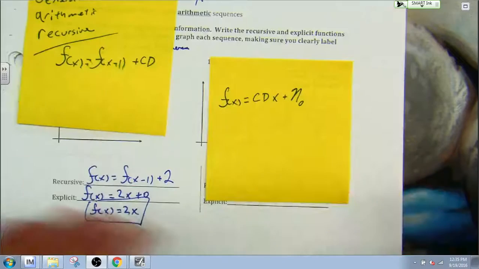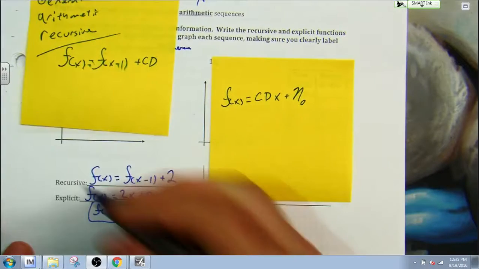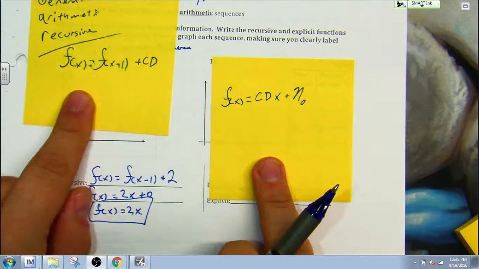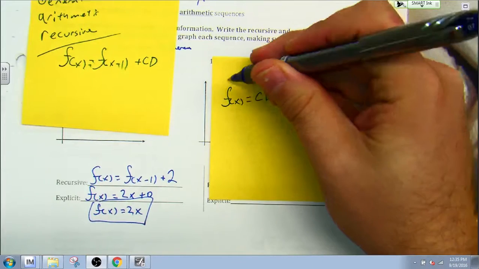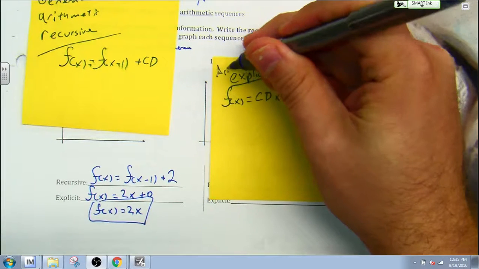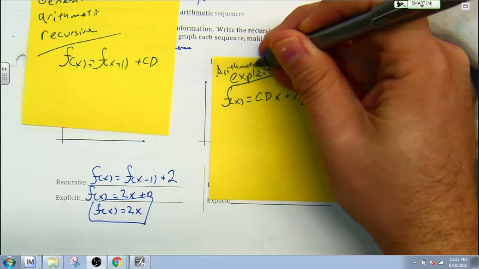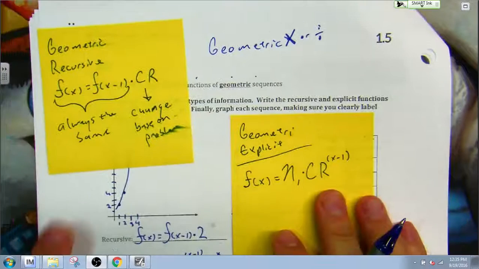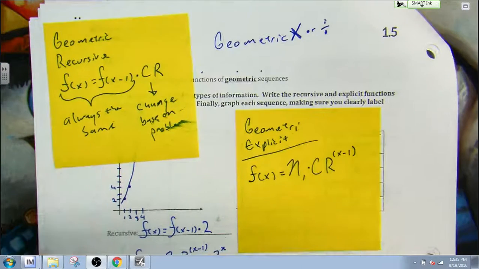Do I have any more for you? Nope, it's just more of the same. So those are your major types of problems. I expect recursive and explicit to be difficult, and I expect that these here, for explicit arithmetic and recursive arithmetic, these are going to be important to know and build, and likewise with geometric, the explicit and recursive. It's going to be important to know these yellow sticky notes and build.